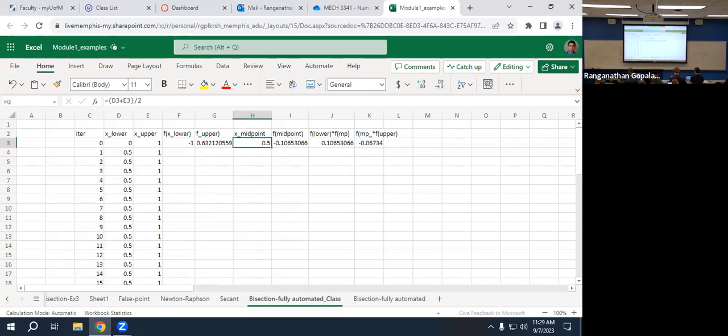X minus exponent of minus x. H3 minus exponent of minus h3.